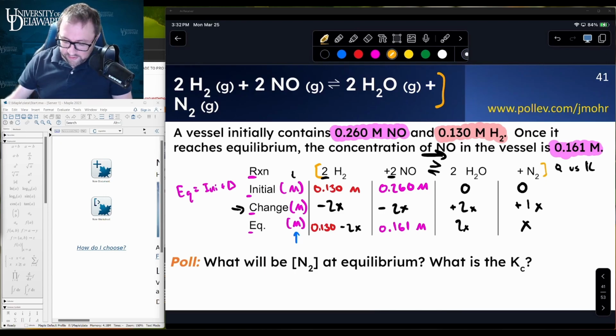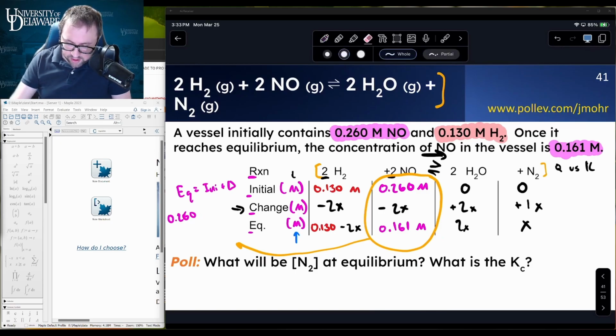So in order to solve for x, because we were told the equilibrium concentration of nitrogen monoxide, this is actually easy to solve. So we can just look at this information here and say, okay, so 0.260 molar, I'm just going to run it in space, I'm not going to write the units, minus 2x is equal to 0.161.